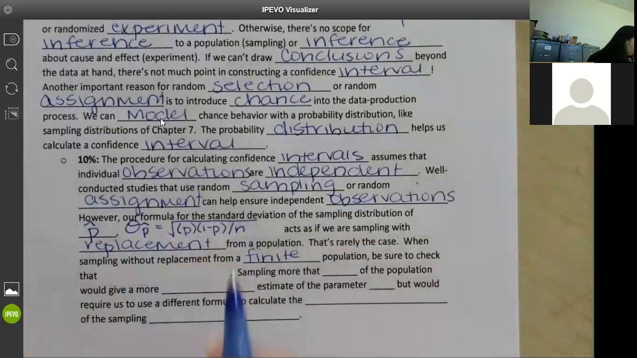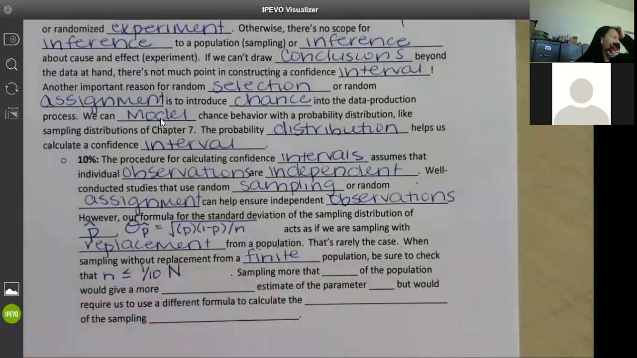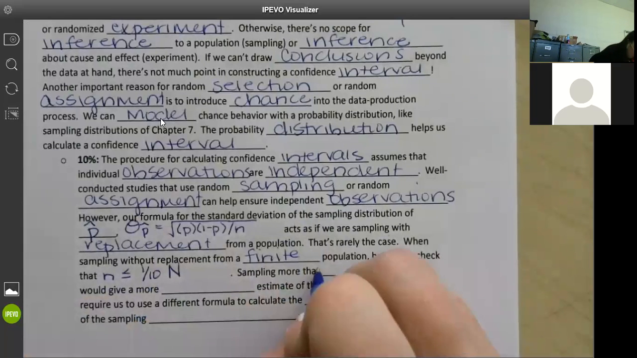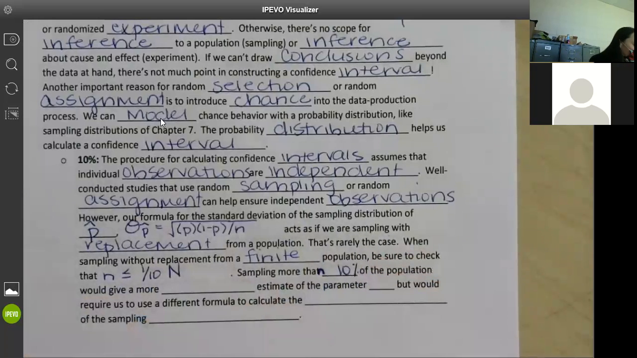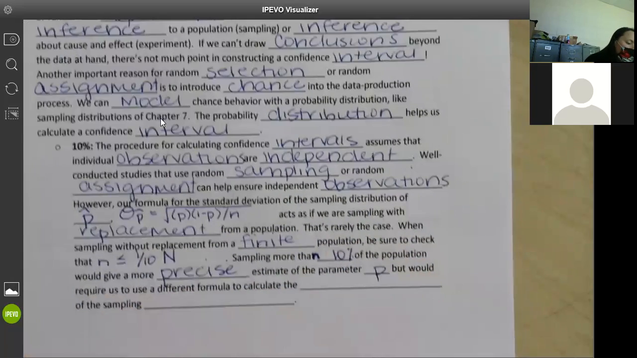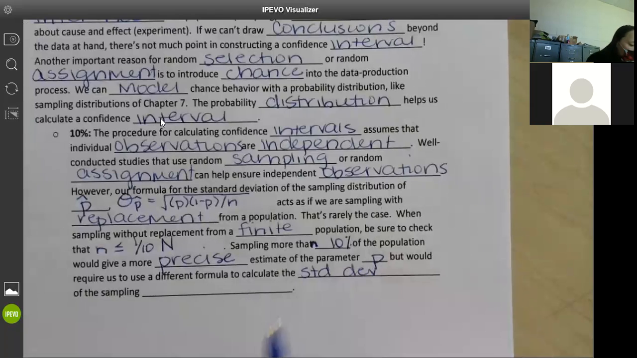Be sure to check that n is less than or equal to 1/10 of the population size N. That's the 10% rule. So 10 times n has to be less than the population. Sampling more than 10% of the population would give a more precise estimate of the parameter p, but would require us to use a different formula to calculate the standard deviation of the sampling distribution.